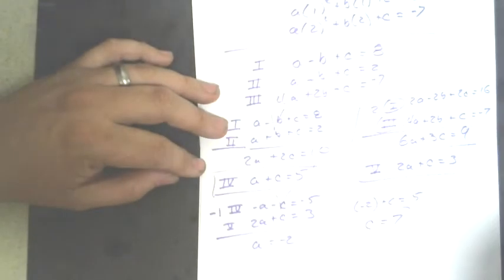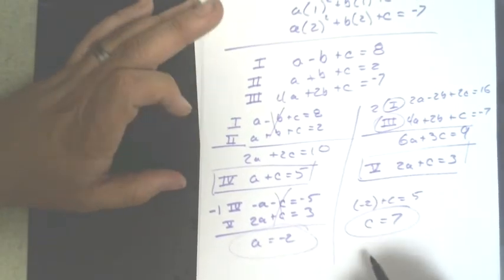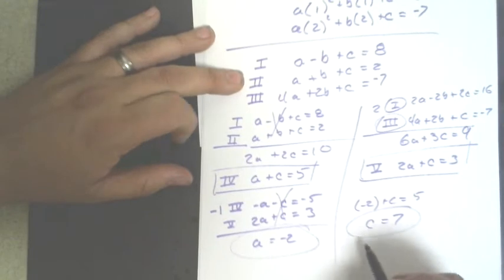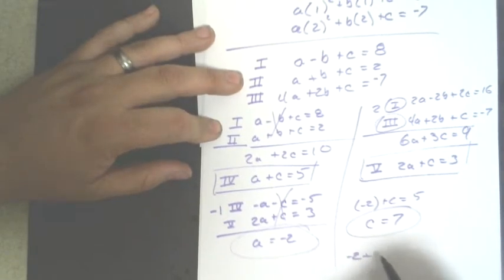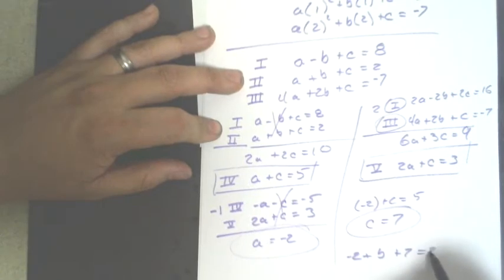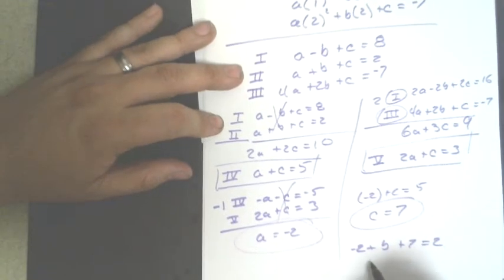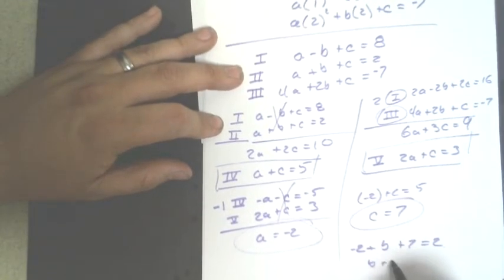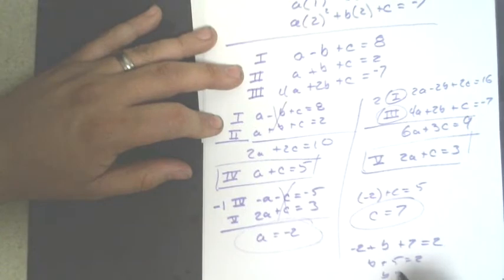Put both of those into any of those to find b. Let's put them into number 2 here. So -2 plus b plus 7 has to equal 2. So b plus 5 has to be 2. So b has to be -3.